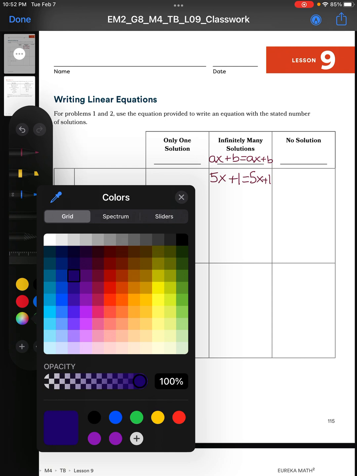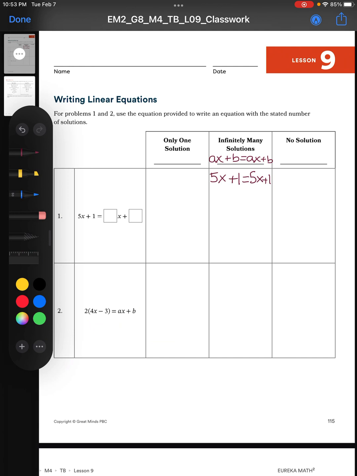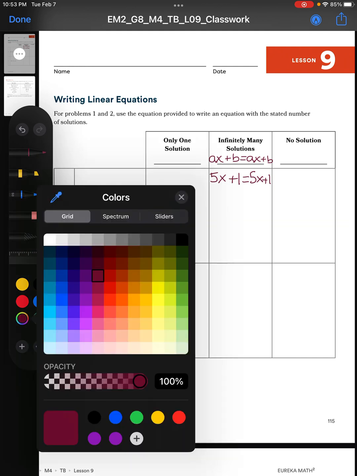I'm just going to switch to a different color. That one wasn't really quite dark enough. Oh, actually, that's because I wasn't on the pen. I was on the marker.